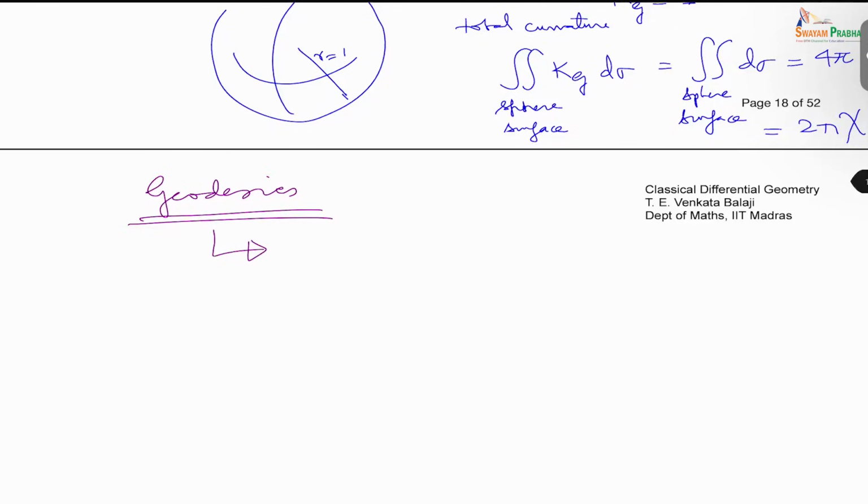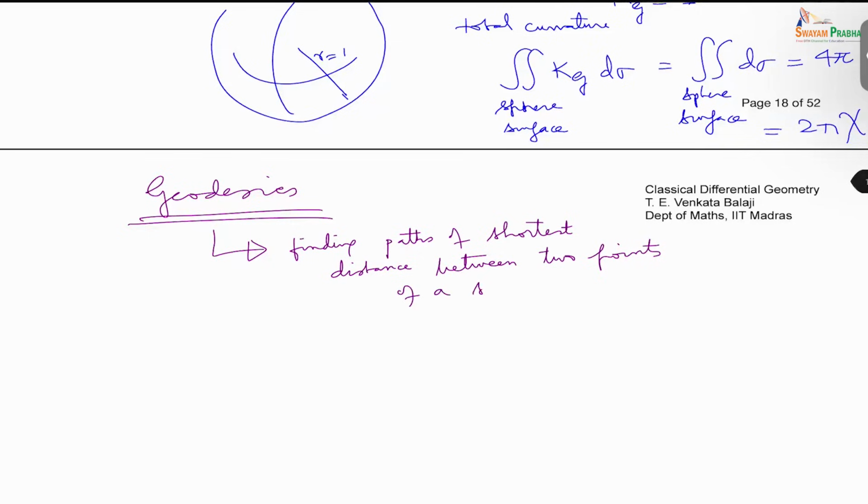So how are they relevant? You can see practically they are relevant for various reasons. Let me write this: finding paths of shortest distance between 2 points of a surface. More generally, it can be between 2 points of a region in space.